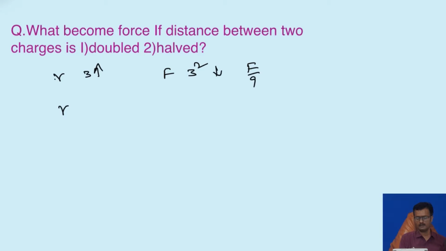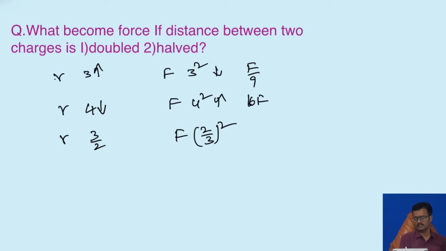Suppose R is decreasing 4 times, then the force is increased by the square of that, that is 16 times, meaning 16F. Suppose R becomes 3 by 2 times, then the force becomes 2 by 3 whole square, that is 4 by 9. So if suppose the initial force is F, then it becomes 4F by 9.